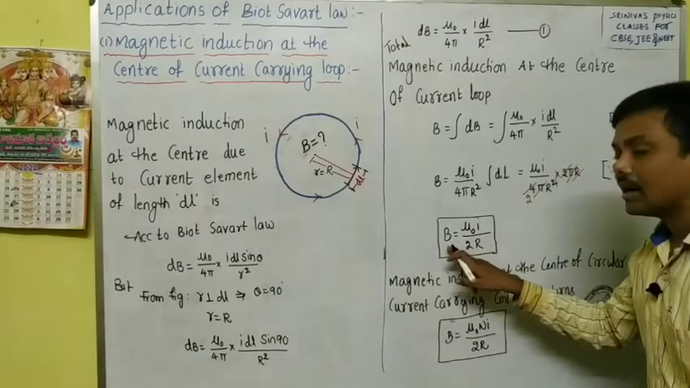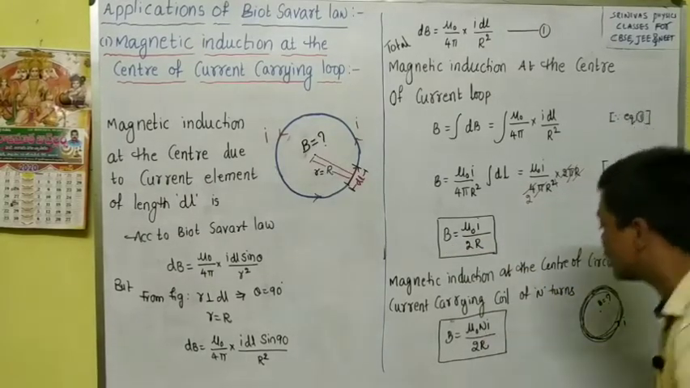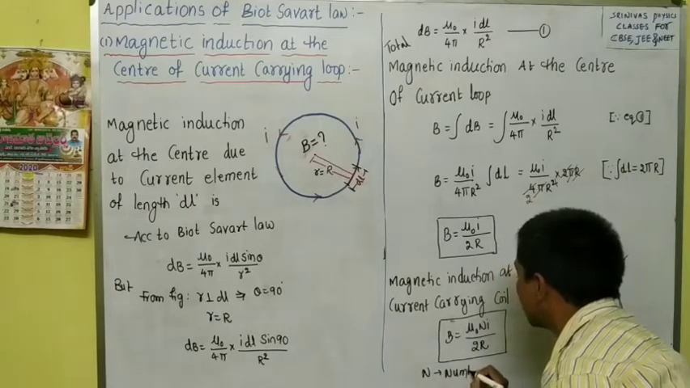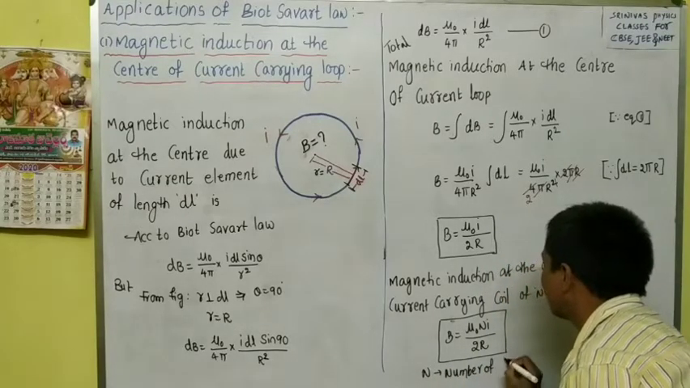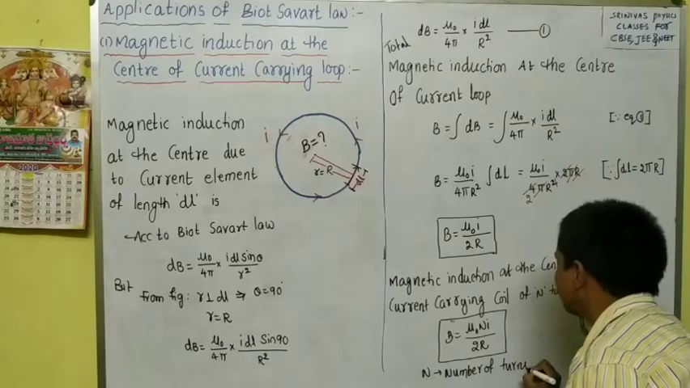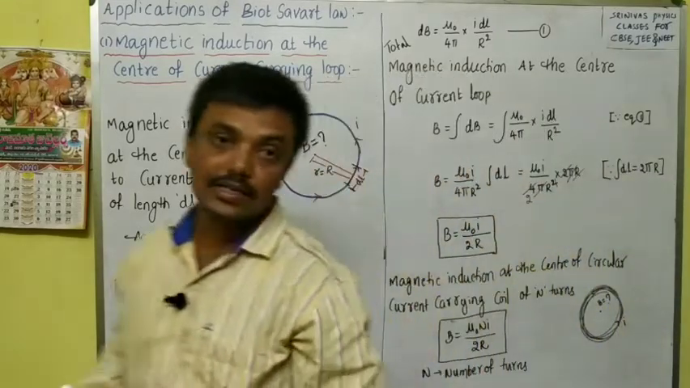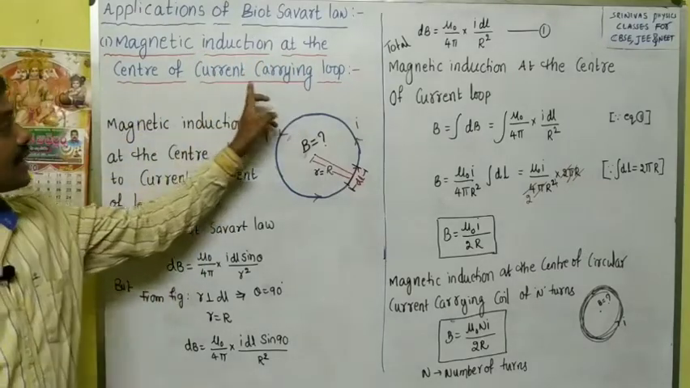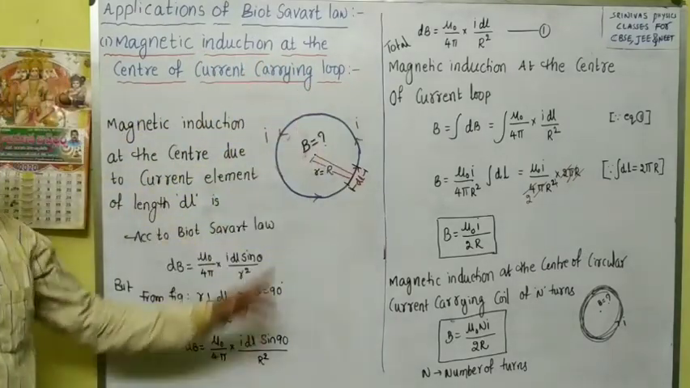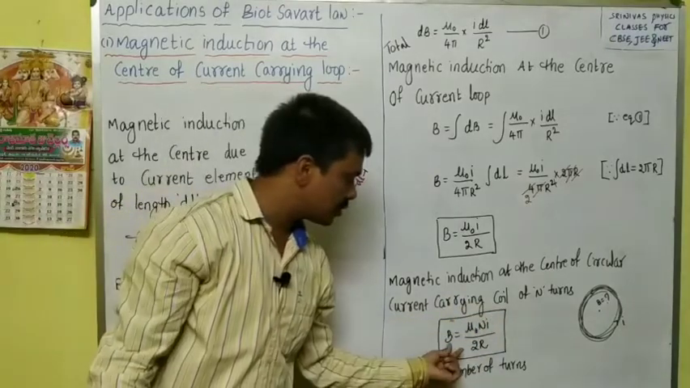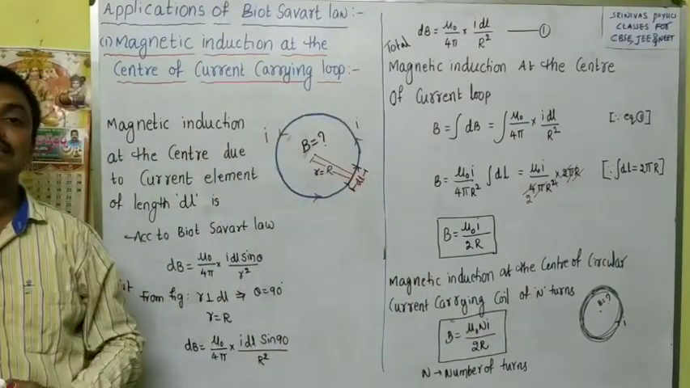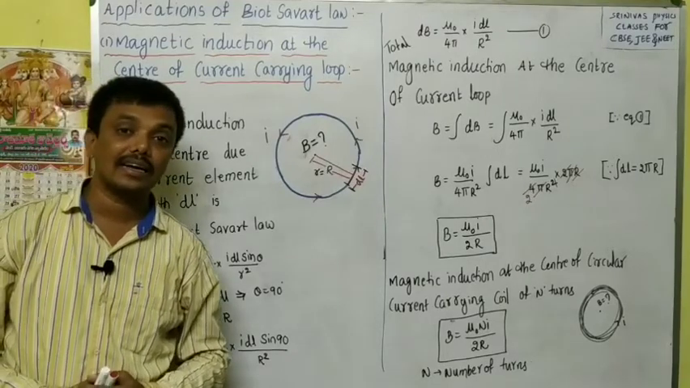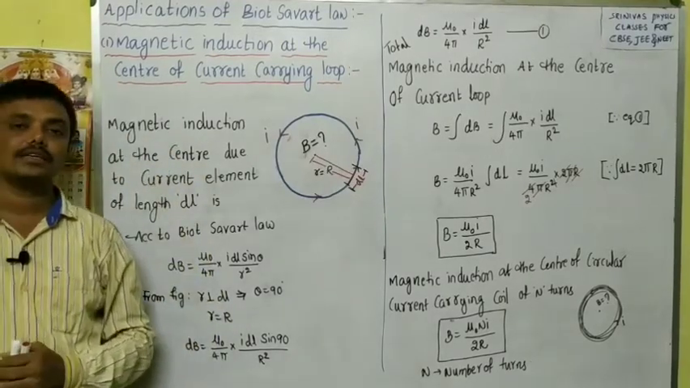That means n terms will be there. N is the number of turns. And this is the first application. The magnetic induction at the center of a current carrying loop and a current carrying coil we can find out by using the Biot-Savart law. Biot-Savart law is useful to find out the magnetic induction due to a current loop.